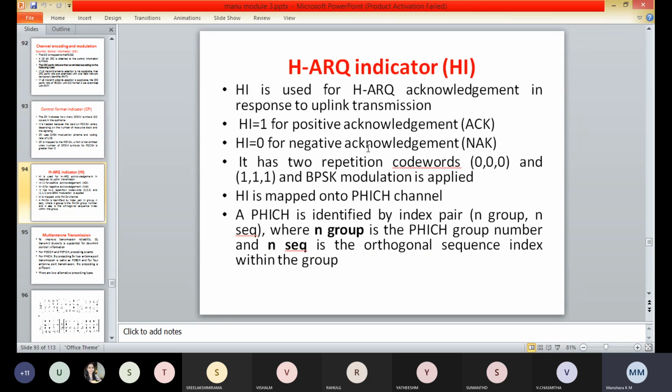Next we have the channel HI, that is the HARQ indicator. HI is used for the HARQ acknowledgement in response to the uplink transmission. It has two values: HI equal to 1 for positive acknowledgement, and HI equal to 0 for negative acknowledgement, that is NAK.